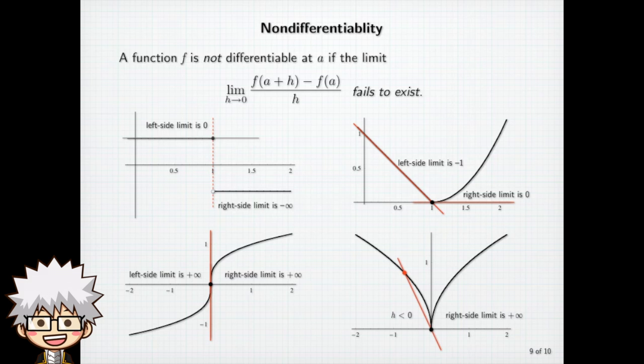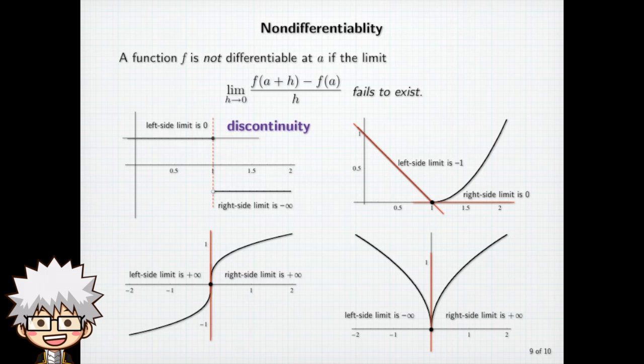Here's a secant line corresponding to a negative value of h. Notice that the slope is negative, and as h gets closer and closer to 0, those negative slopes get larger and larger in magnitude and approach minus infinity. So notice here that both one-sided limits are infinite with opposite sign, and in particular, the limit as h goes to 0 of our difference quotient does not exist.